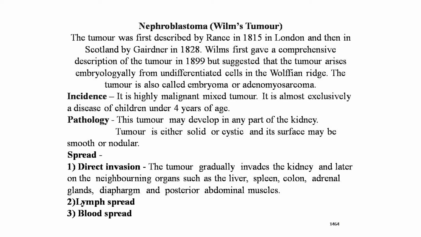Next spread is the lymph spread. This is comparatively rare, though regional lymph nodes are frequently enlarged. At operation, these glands on section usually show simple hyperplasia without evidence of secondary tumor. And third is the blood spread. Spread by the bloodstream is not frequent, though blood spread to the lungs is the commonest site. This spread may occur to the vertebrae, liver and to the opposite kidney.